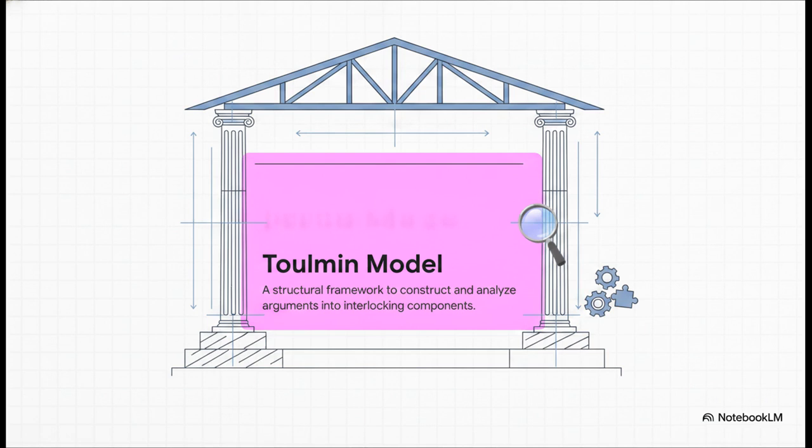And that is exactly what the Toulmin model gives us. It's a structural framework that lets us deconstruct and build logical arguments, breaking them down into distinct interlocking components. It basically forces us to see how every single piece of an argument completely relies on the others.